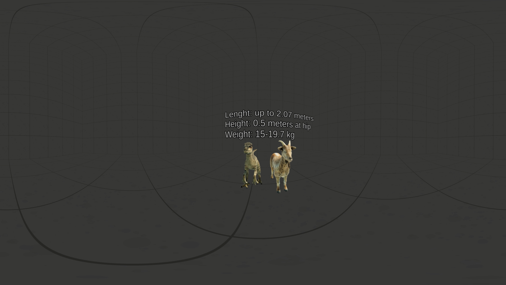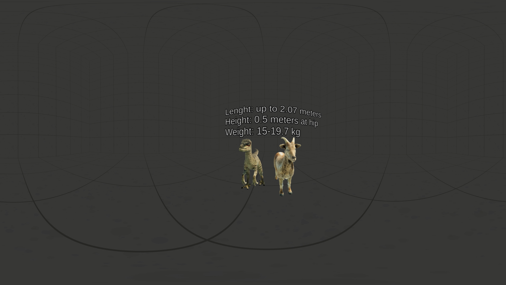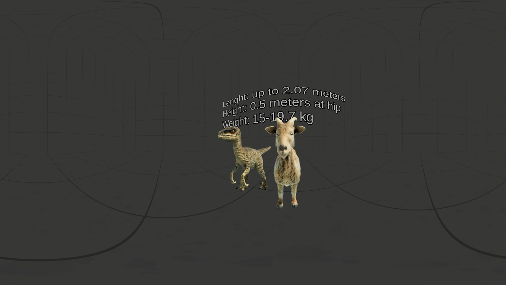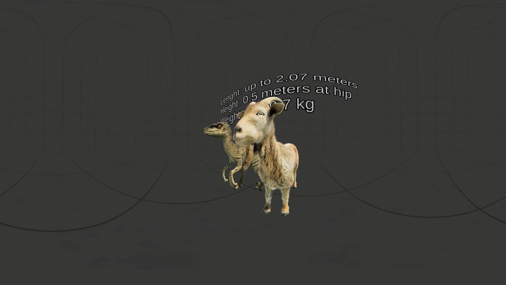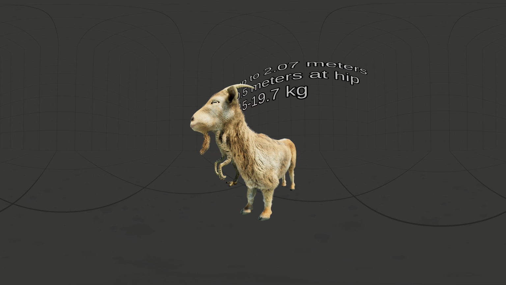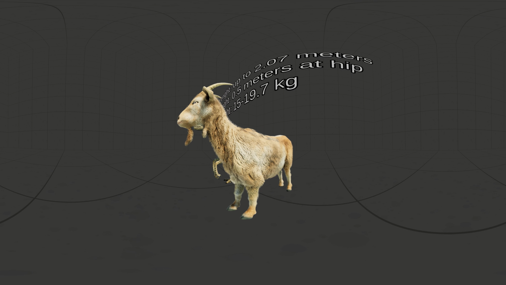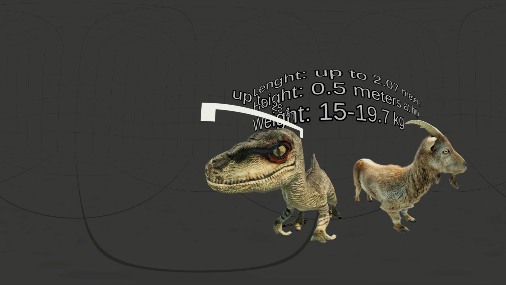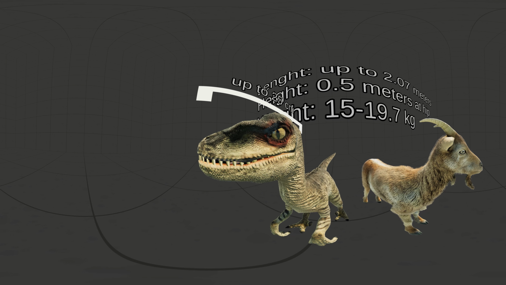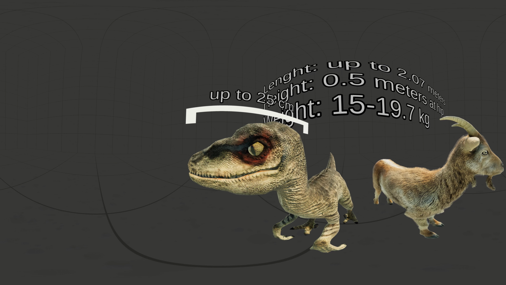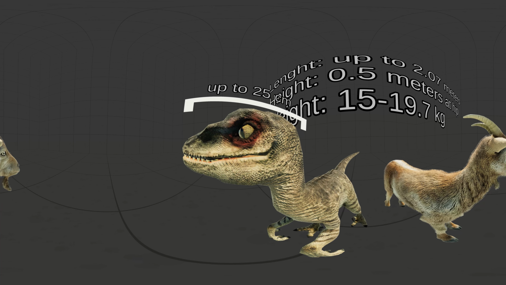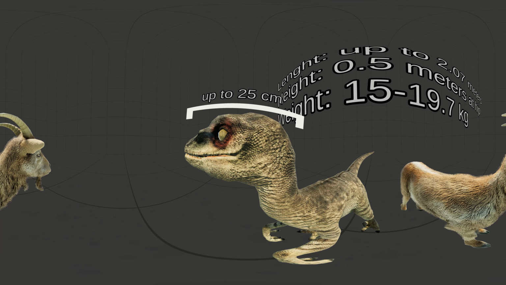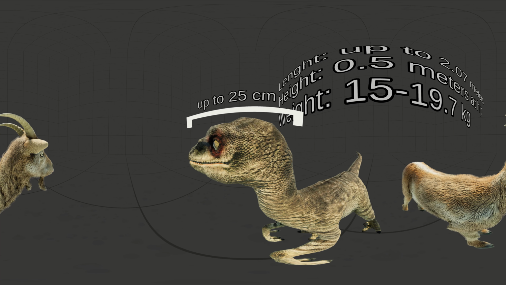Velociraptor was a turkey-sized dromaeosaurid, with adults measuring up to 2.07 meters long, half a meter high at the hip, and weighing up to 15 kilograms, though there is a higher estimate of 19.7 kilograms. This would make it around the size of a small goat. The skull, which grew up to 25 centimeters long, was uniquely upcurved, concave on the upper surface and convex on the lower. The jaws were lined with 26 to 28 widely spaced teeth on each side, each more strongly serrated on the back edge than the front.